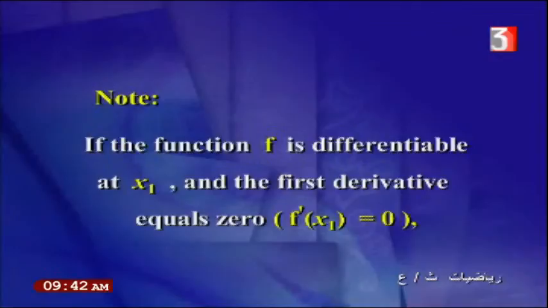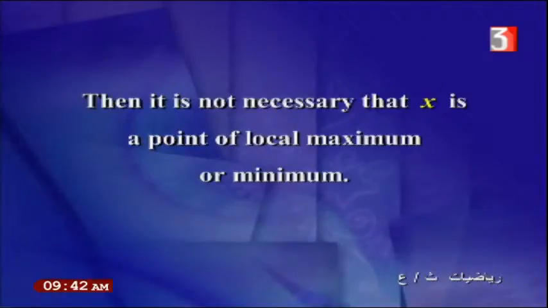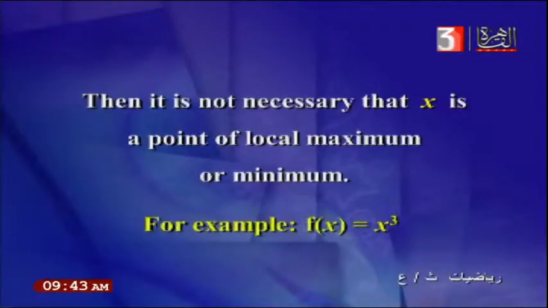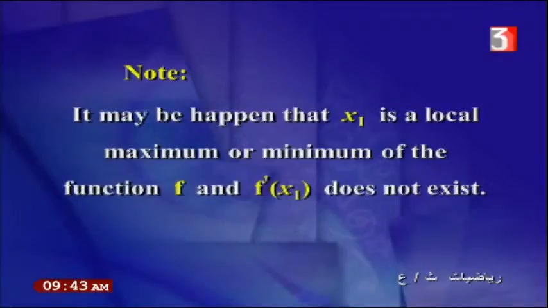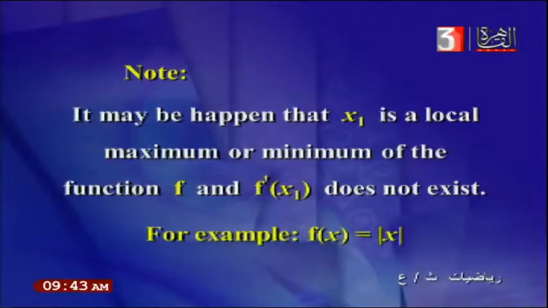If the function f is differentiable at x1 and the first derivative equals 0, f dash x1 equals 0, then it's not necessary that x1 is a point of local maximum or local minimum. For example, f of x equals x to the power 3. And another note, it may happen that x1 is a local maximum or local minimum of the function f, and f dash x1 doesn't exist. For example, f of x equals absolute x.